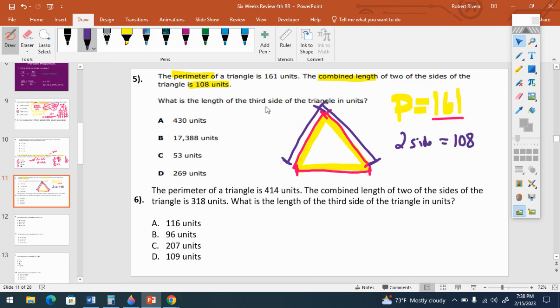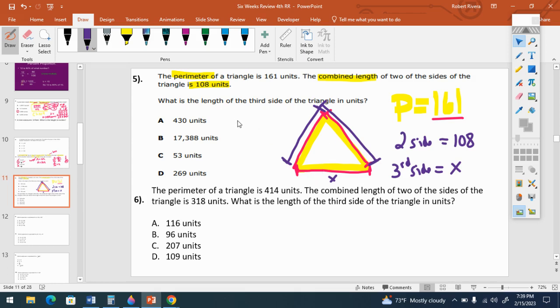Okay, so they want to find the third side. The third side, side 3, is x, the unknown. We don't know this side. So I know that the total is 161. I already know these two sides. So what can I do? Get rid of those two sides so we can find the third side.